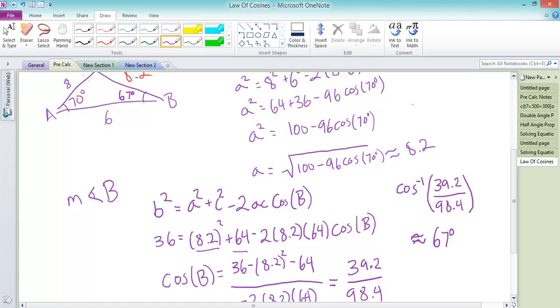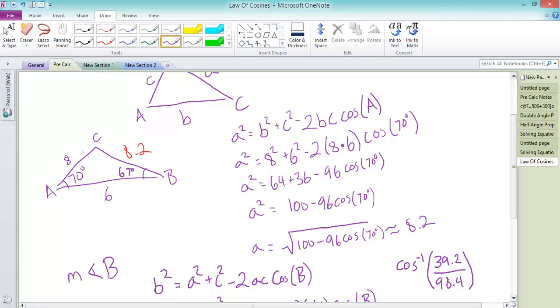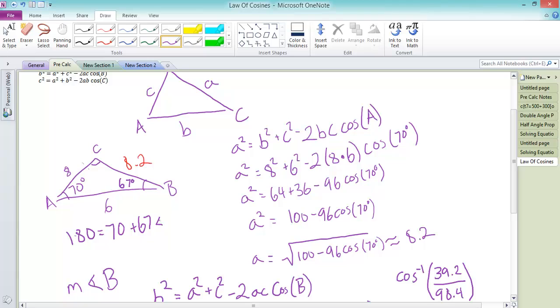Now, another fact that we learned a long time ago, probably in geometry, or actually I think in the 8th grade, is that when you add up all the angles inside of a triangle, they equal 180. So I don't need to use law of cosines to figure out that last angle. I know that 180 is equal to 70 plus 67 plus the measure of angle C. So 180 minus 70 minus 67 is going to be the measure of angle C.